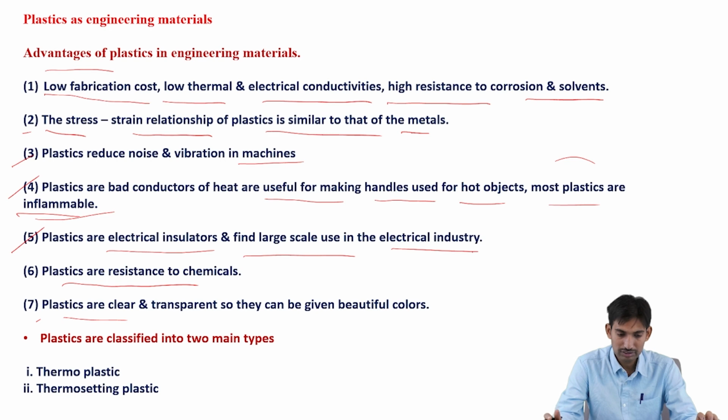Okay, these are the advantages. What are the advantages of plastic in engineering materials? The first one is that plastic has low fabrication cost, low thermal and electrical conductivities, and high resistance to corrosion and solvents. The second advantage is that the stress and strain relationship of plastic is similar to that of metals.